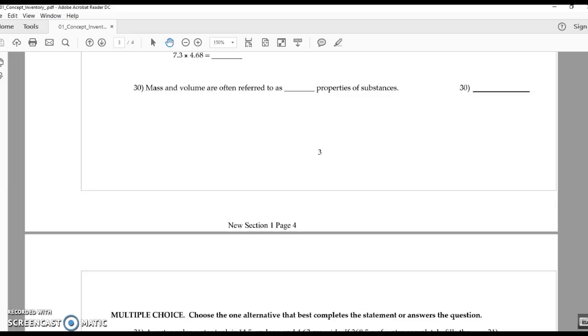Mass and volume are referred to as extrinsic. Density is intrinsic. Everything has an E. Density is an I, so it's only density. That's what that means.